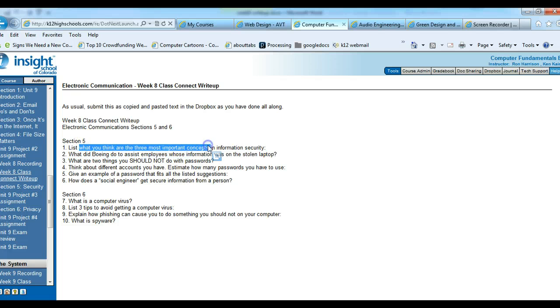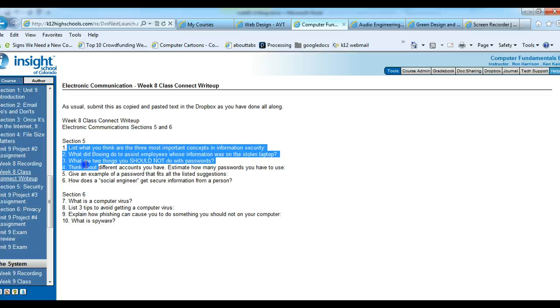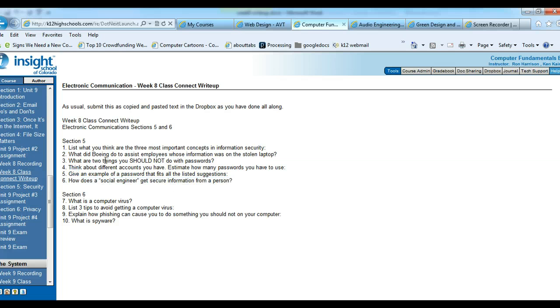Three most important concepts in information security. What did Boeing do? What you should not do with passwords. We talked about that. Different accounts you have. How many passwords do you estimate you have? A password that fits the suggestions in that list. And social engineering. We talked about those, didn't we?